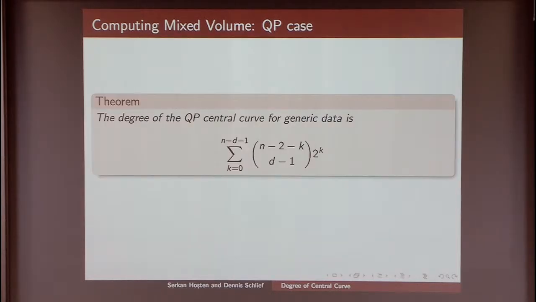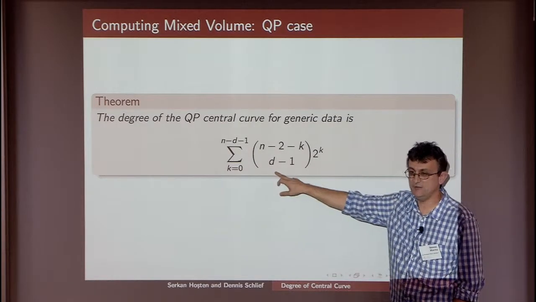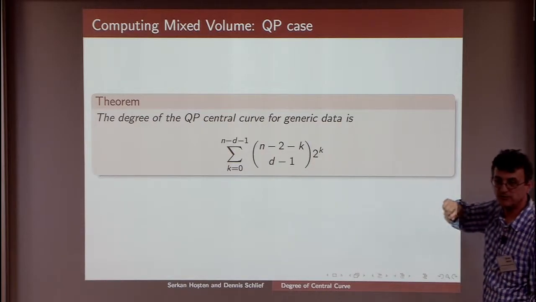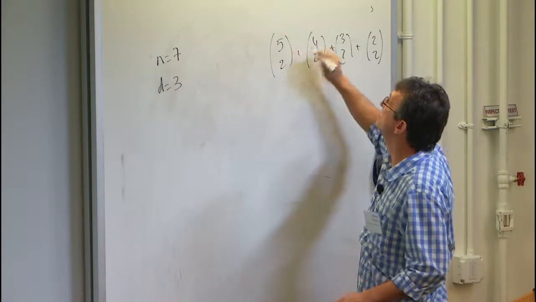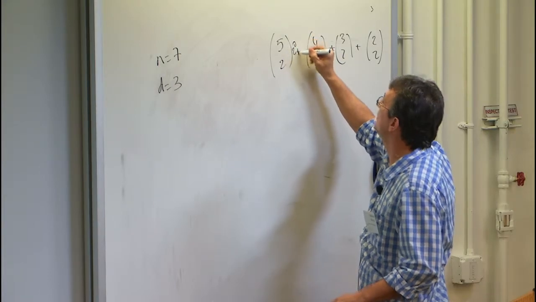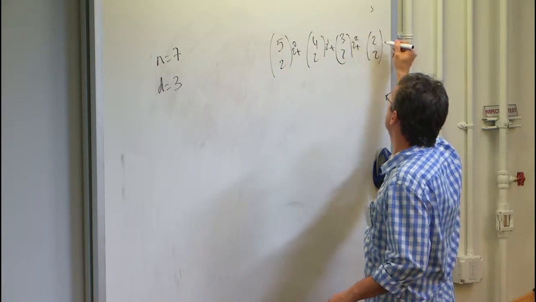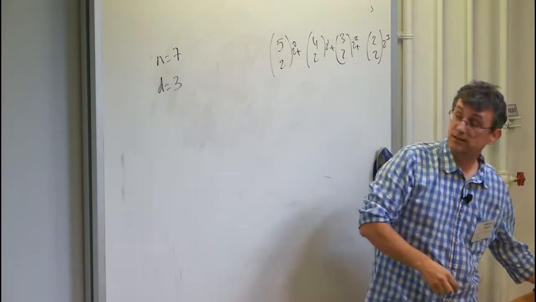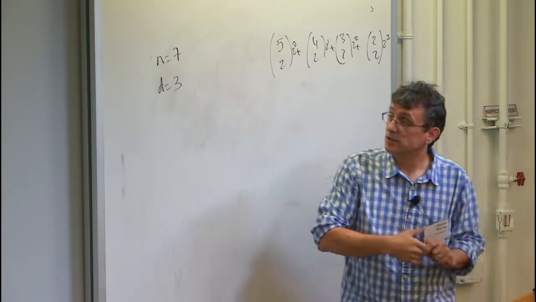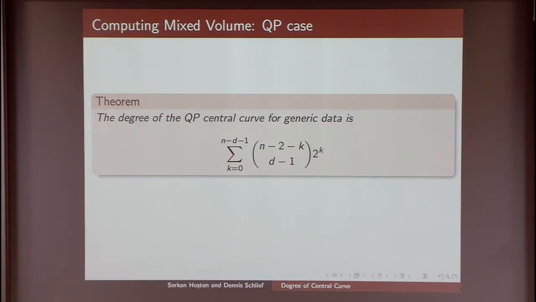But this time you get the exact same thing with the volume factor. Each one of those guys is going to have 2 to the k. So the volume is going to be 2 to the 0 plus 2 to the 1, to the square, to the cube. So that gives us the degree of the central curve for the quadratic program.